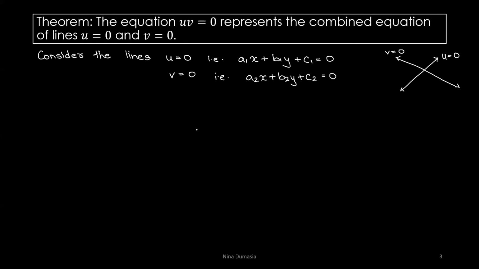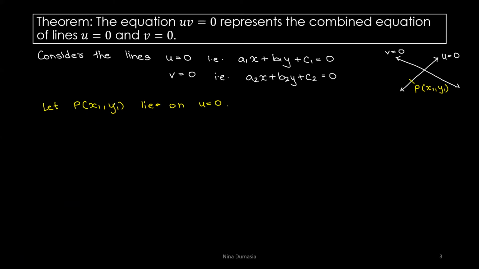So for that, we will start with some point, let's say on U. So consider a point P that lies on this line U is equal to 0. Okay, so we can start by doing this. So let P x1 comma y1 lie on U is equal to 0.